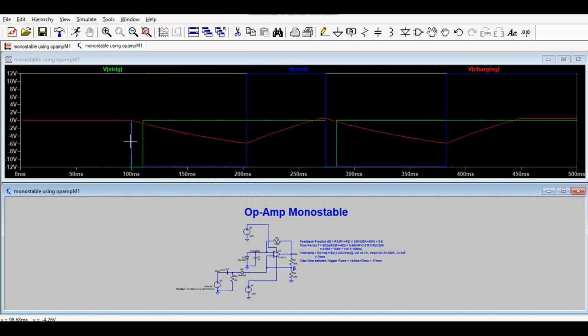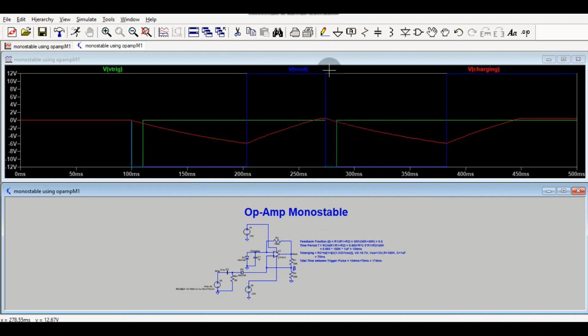As soon as you apply a negative pulse, your capacitor is charged negatively up to beta into minus VCC, that means minus 6 volt, okay. Then from here to here, your op amp output is unstable, and then it goes to high, and it holds a stable state until you have another negative pulse, another trigger pulse.